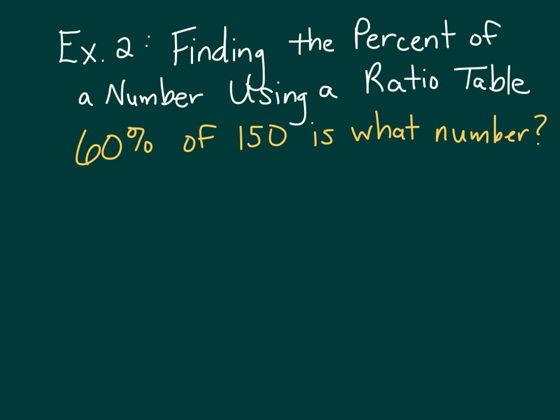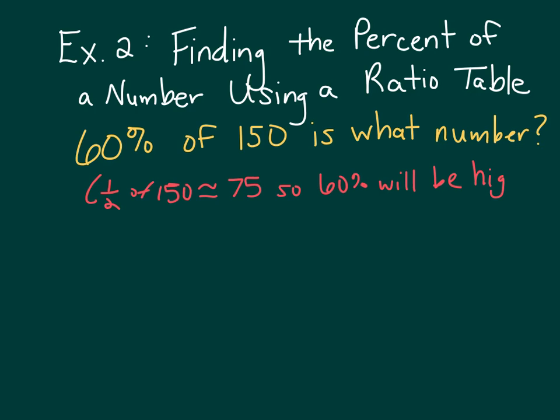For example 2, we're going to find the percent of a number, but this time we're going to use a ratio table, and the question we're solving is 60% of 150 is what number? And again, I really do want you to keep that common sense prediction in mind, that common sense math, and we know that half of 150, which would be like 50%, would be close to 75, and that's just kind of using estimating there. So we know that 60% of it is going to be a little higher than 75.